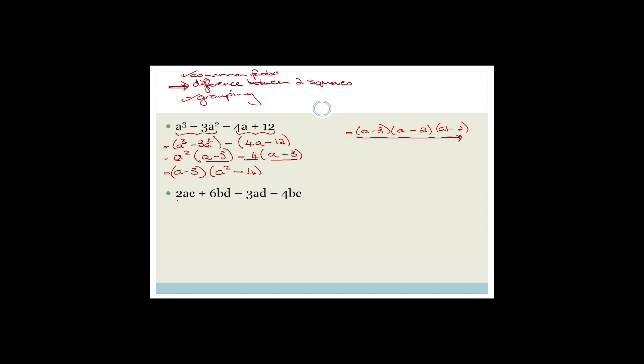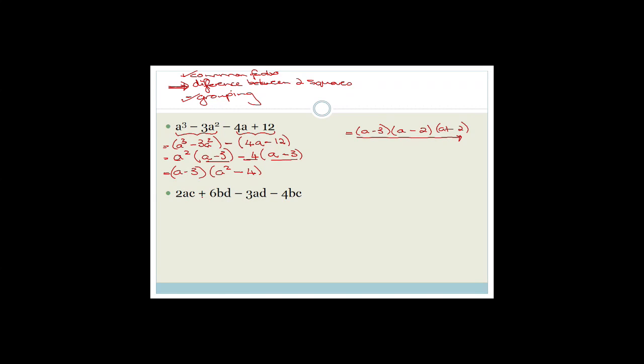Right, let's look at this. Here we've got 2ac plus 6bd minus 3ad minus 4bc. If we group this and this, then we end up with a 3 and a 4, which don't actually divide into each other. But if I group this and this, I'm going to end up with an a and a b. So let's try that.